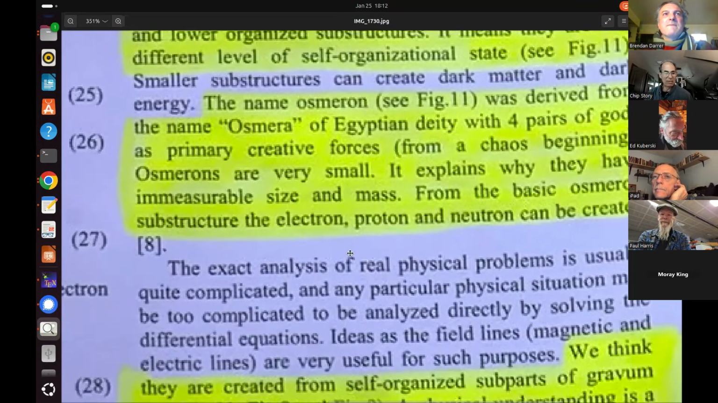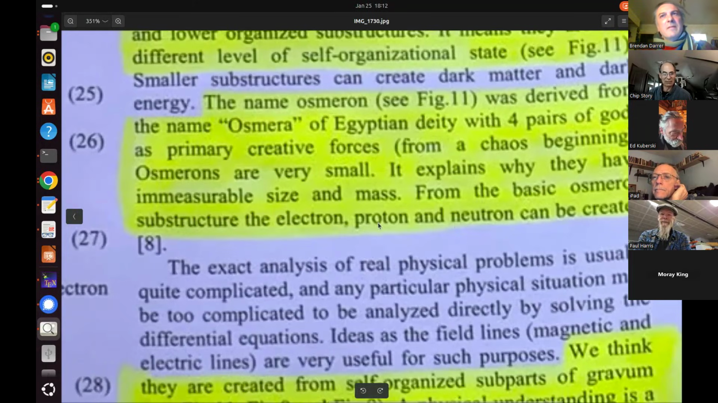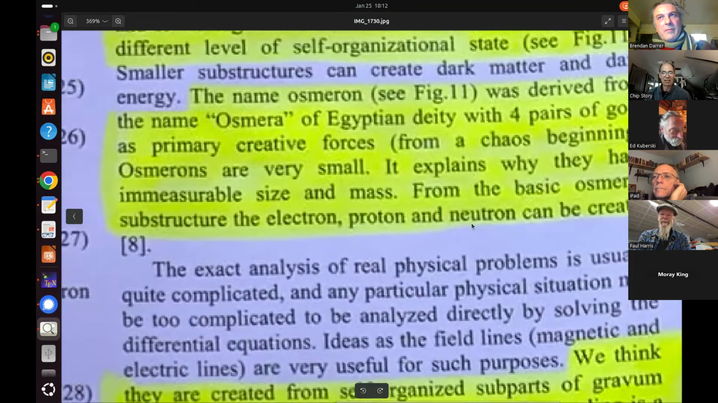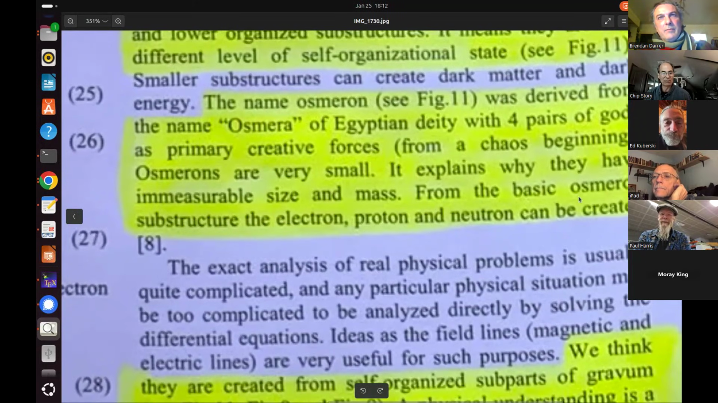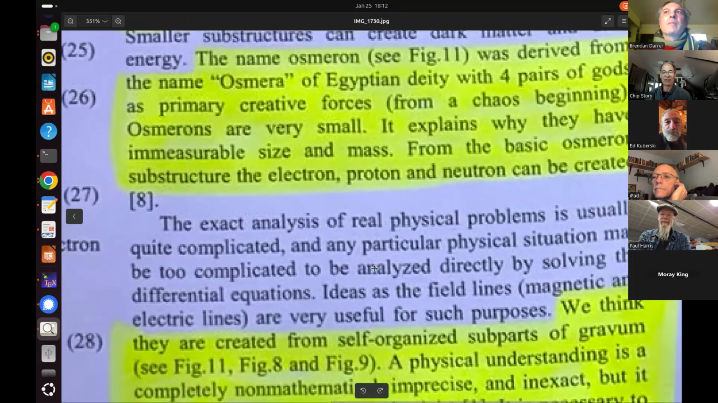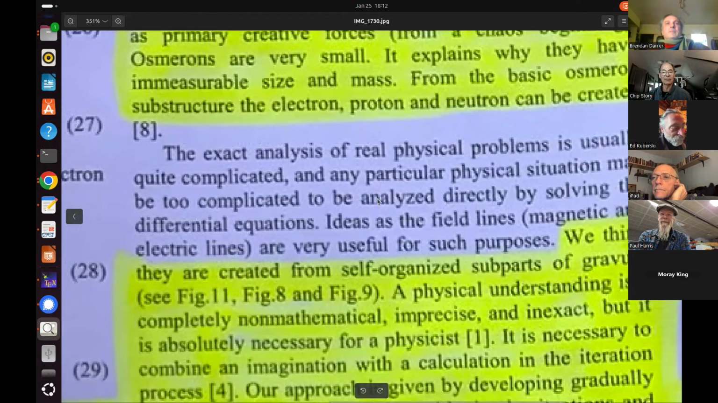From the basic Osmeron substructure, the electron, proton, and neutron can be created. Very important. So that description right there reads Etheron all the way. Yep, through and through. Very interesting, right? Yes. It's named after him.